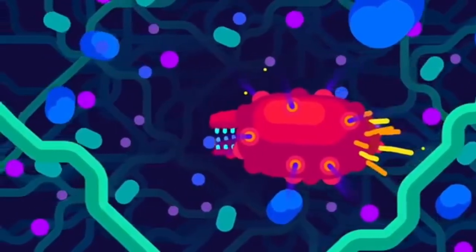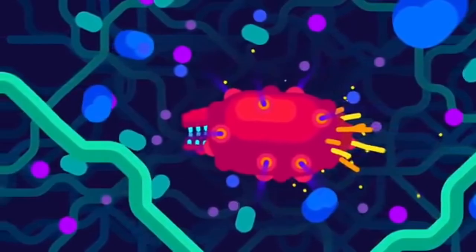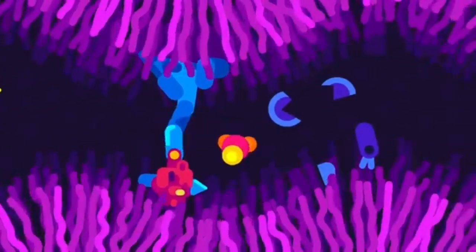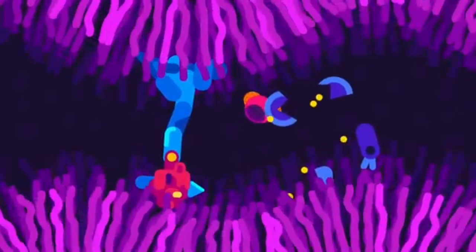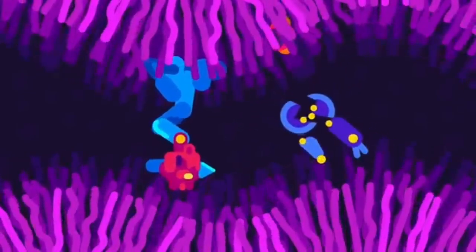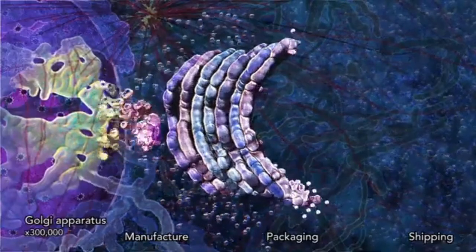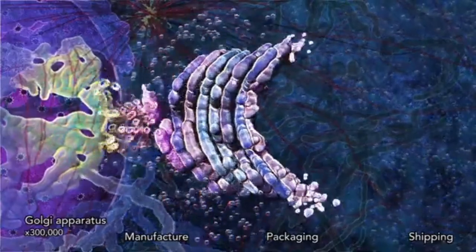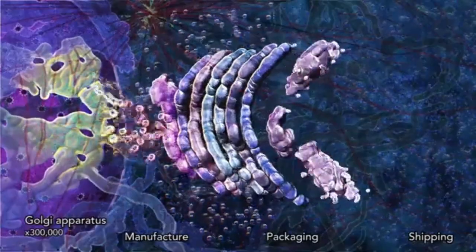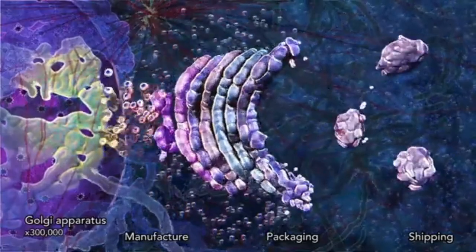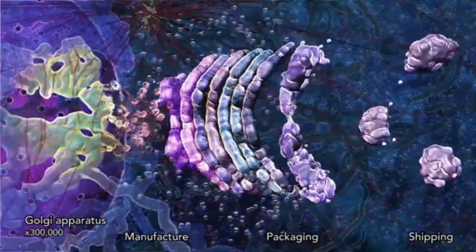The mitochondria, known as the powerhouses of the cell, generate ATP, adenosine triphosphate, the cell's primary energy currency, and play a crucial role in cellular respiration and energy production. The Golgi apparatus modifies, sorts, and packages proteins and lipids for secretion or use within the cell, and is essential for the proper functioning of proteins and lipids after their synthesis.